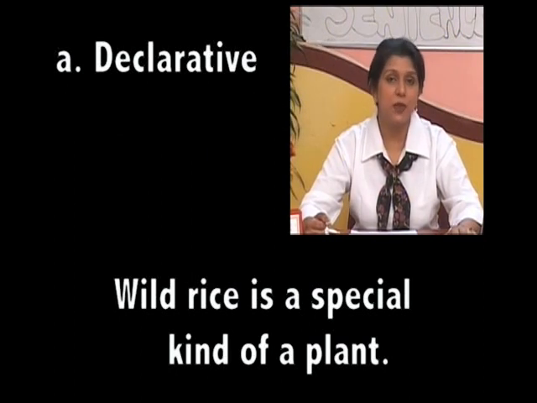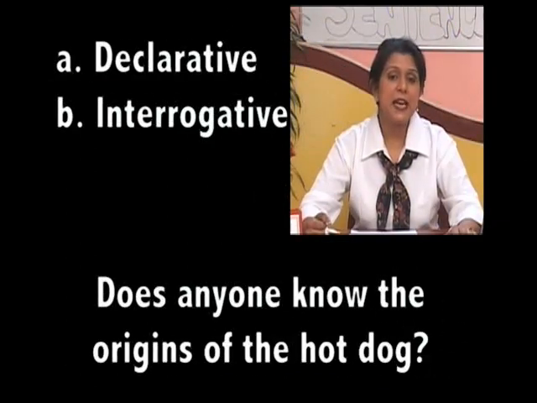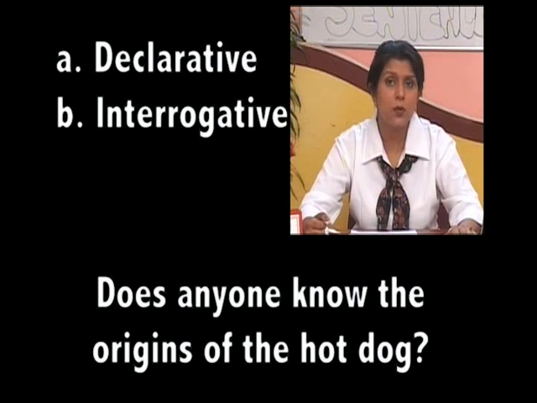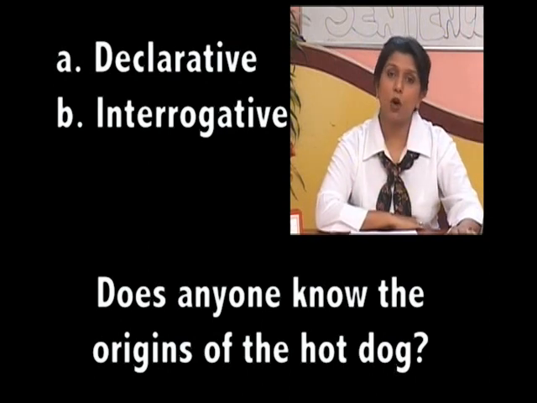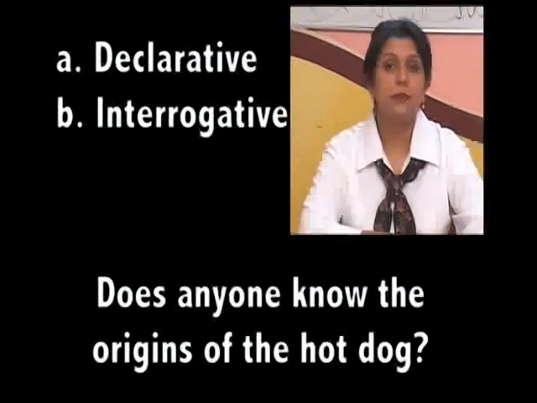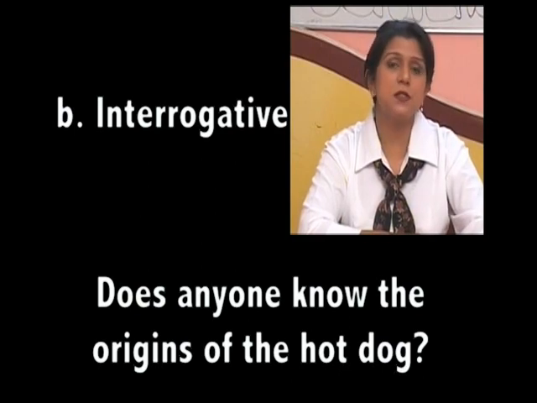Yes, it's a declarative sentence, not an interrogative. Does anyone know the origins of the hot dog? Question mark. I'll repeat. Does anyone know the origins of the hot dog? Yes, it's an interrogative sentence where we are asking the question, does anyone know about the origins of the hot dog, and it ends with a question mark also.